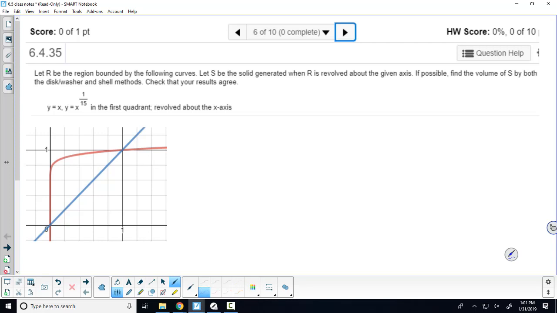So we are going to choose either a vertical or a horizontal element to create this solid. And which should we use, a vertical or horizontal element? So we're going around the x-axis, and we are going to use a vertical element. When that vertical element is rotated around the x-axis, it will create a washer. And we know that the area of a washer is going to be pi times the big radius squared minus the little radius squared.